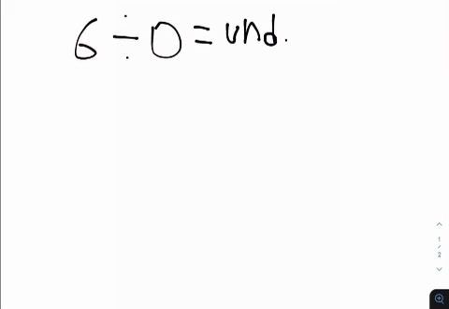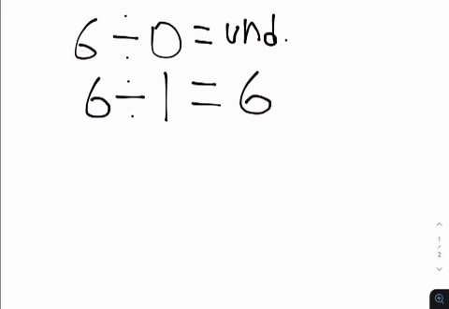And the next rule is if you divide a number by 1, it would be the same. Let's use 6 divided by 1. 6 divided by 1 would just be 6 because you're dividing 6 by 1, which is just by itself. So it would just be the number 6.